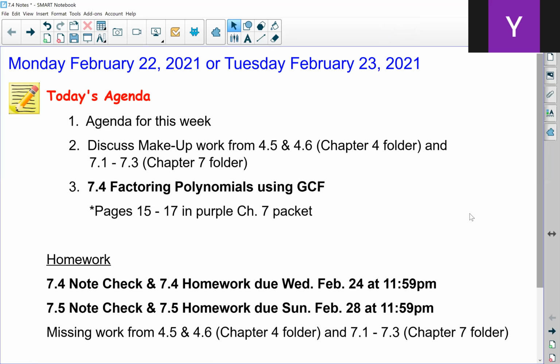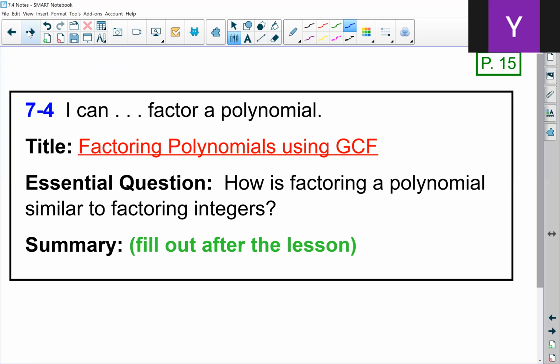So we're gonna get going on 7.4, which is factoring polynomials with the greatest common factor. And so there'll be a lot of what we did on Thursday last week, you'll see with today's work. So that's another reason why staying current on your homework is a good idea. That whole building block idea. So factoring polynomials using a greatest common factor.